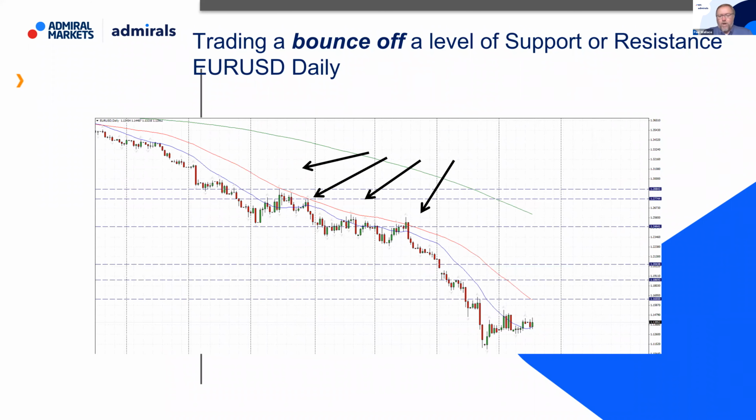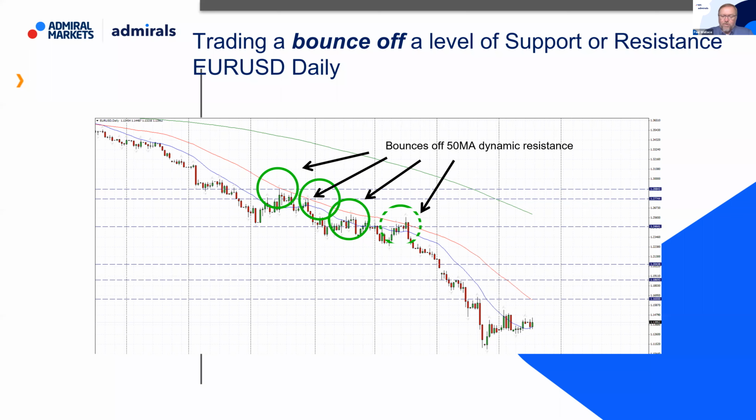On the flip side, you might be trading a bounce off a level of support or resistance. This is a daily chart of the euro dollar, and what you've got is lots of bounces off the red line, which is the 50-period moving average. But you can also see that on many of those occasions, they come in alignment with horizontal levels of support and resistance as well.